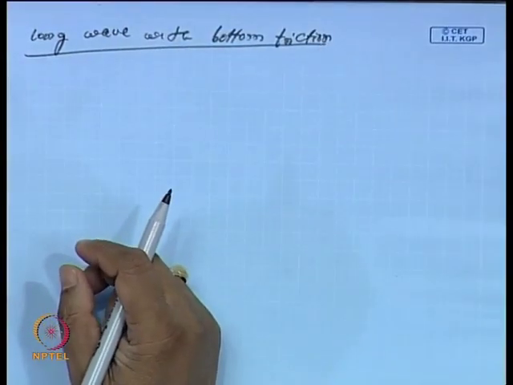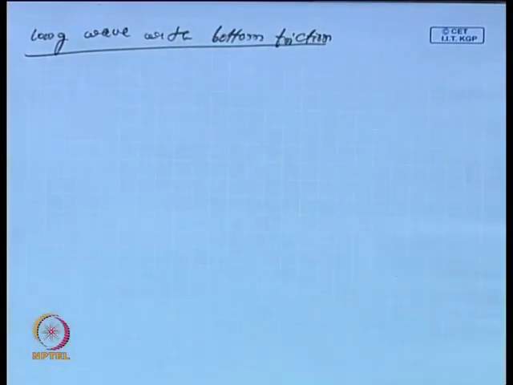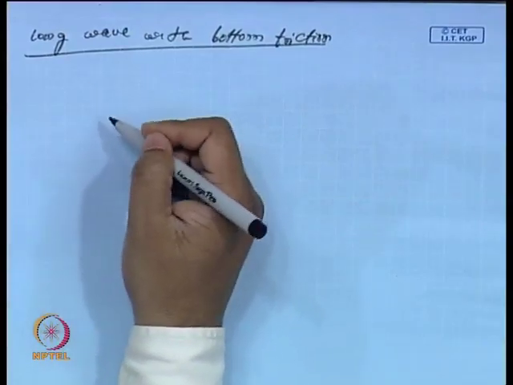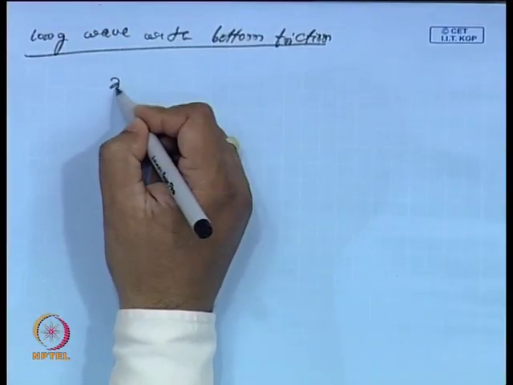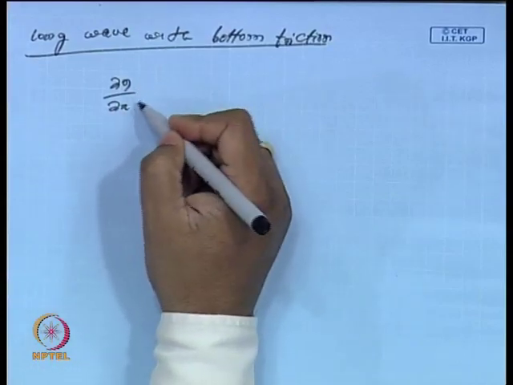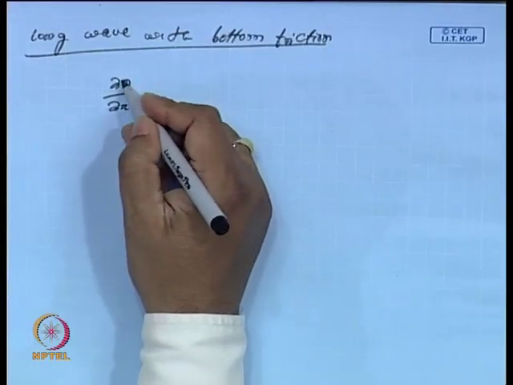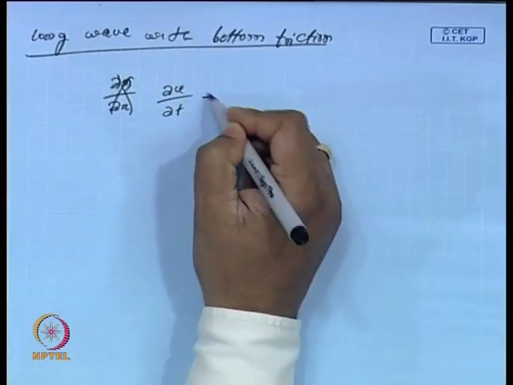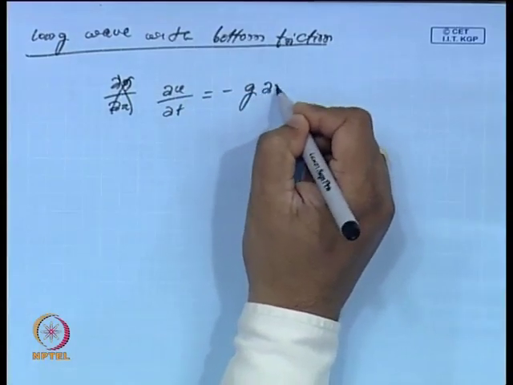Long wave with bottom friction. In the case of a long wave with bottom friction, the equation of continuity will change. When there is no bottom friction, the equation of motion is del u by del t equal to minus g del eta by del x.